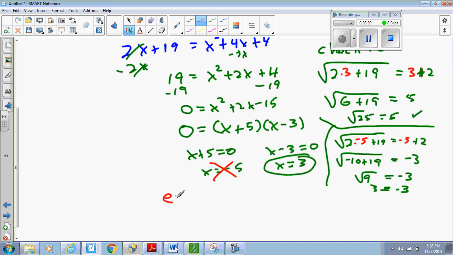There's a word for that. It's called extraneous. And I'll give you a hint. You need to know this name on the test tomorrow, because I'll ask for the extraneous solution, which in this case would be negative 5.